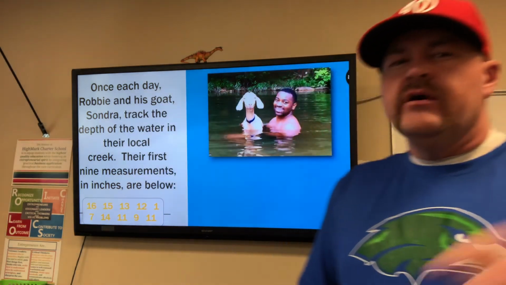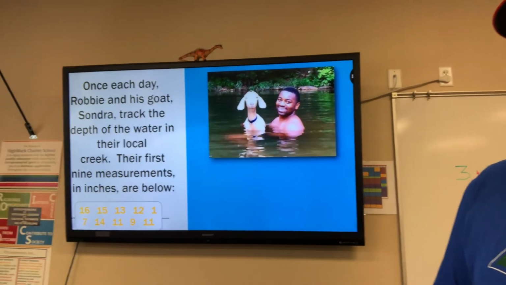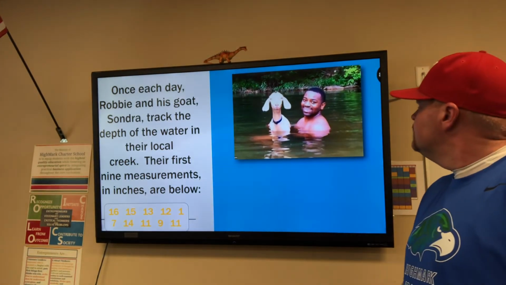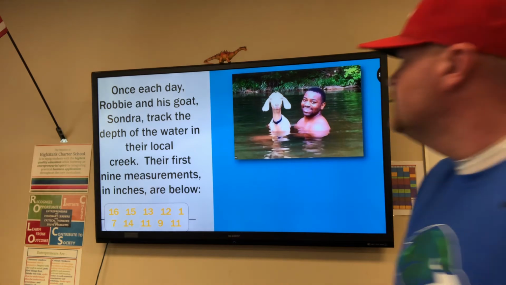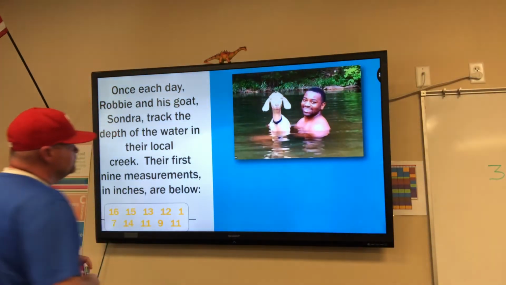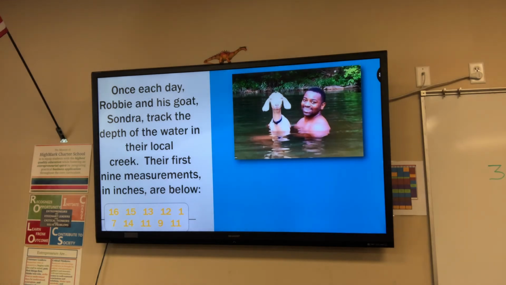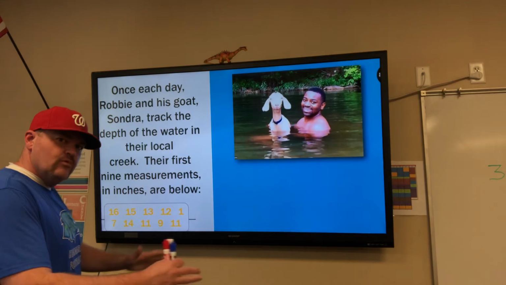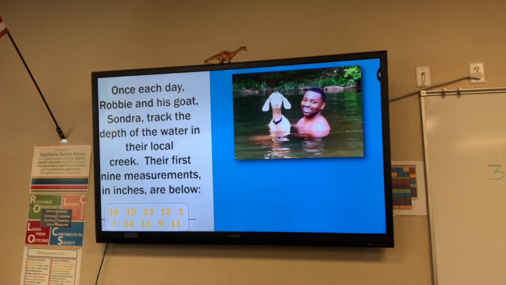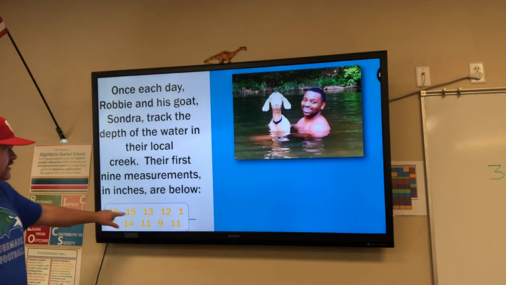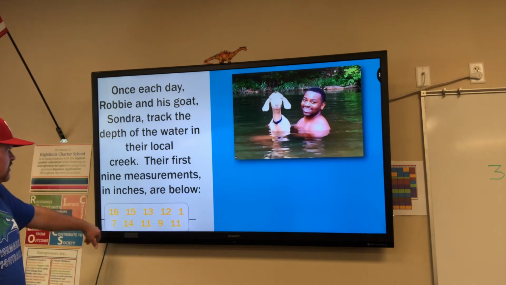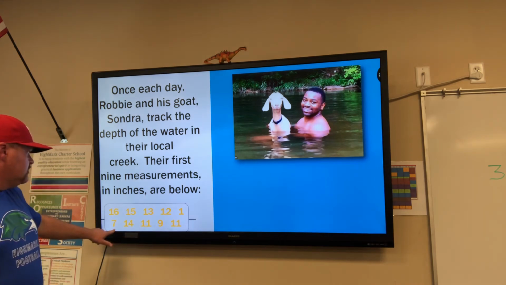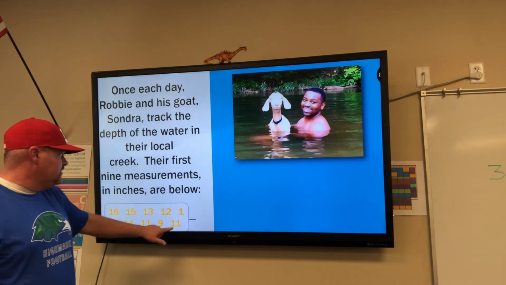So, anyway, here's the situation we're looking at. It says once each day, Robbie and his goat Sandra track the depth of the water in their local creek. So here's Robbie and Sandra hanging out in the creek, tracking the water depths. And their first 9 measurements are listed right here. So these are in inches. So you've got a 16, 15, 13, 12, 1, 7, 14, 11, 9, and 11.